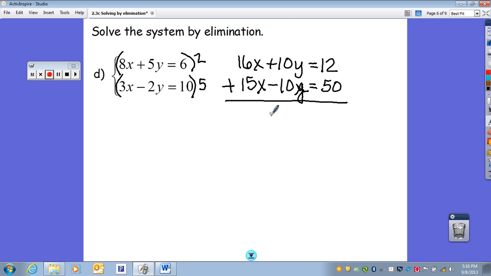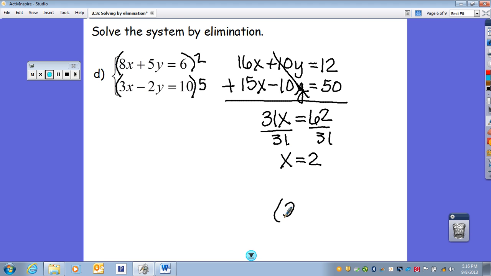16x plus 15x is 31x, 10y and negative 10y are 0, and 12 plus 50 is 62. So when I divide both sides by 31, x then is equal to 2. That's the first part of my ordered pair to find my solution. Now I'm going to substitute the 2 in for the x and finish solving. It doesn't matter which equation, I'm just going to pick the second one.